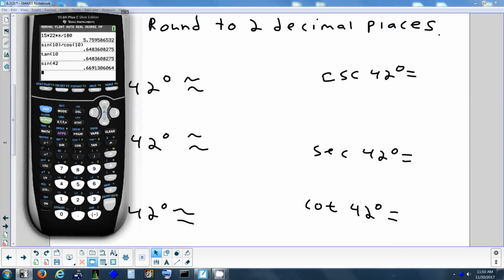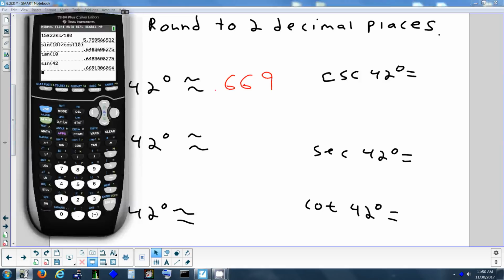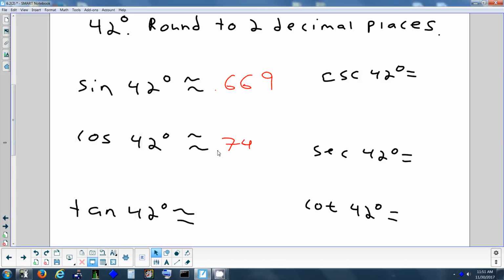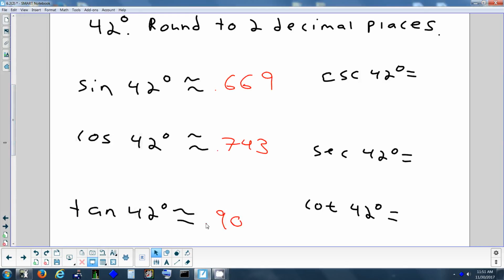Sine of 42: 0.669. That's it. Cosine of 42: 0.743. And tangent of 42: 0.900. Okay, most people do fine with those.